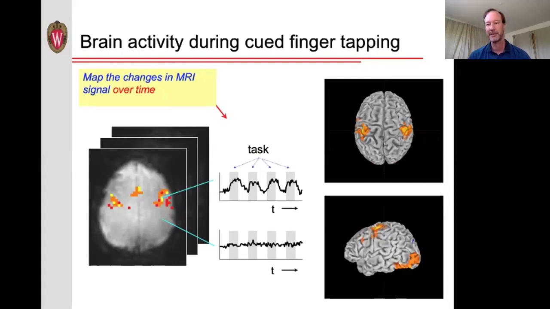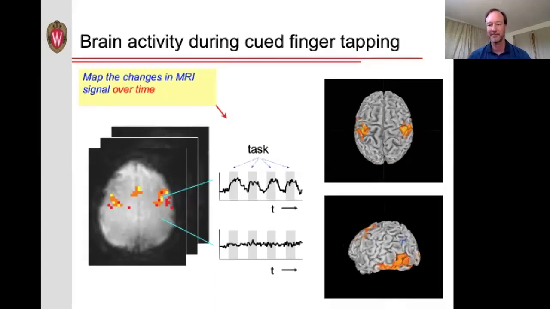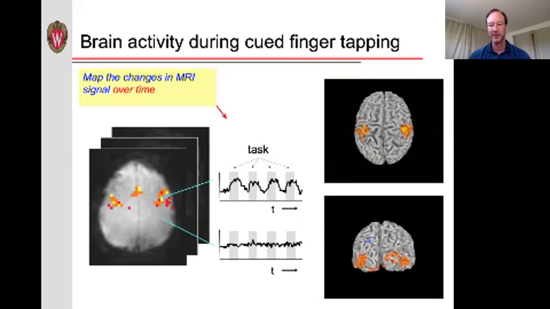We can then plot these changes on top of a nice high resolution image that's been acquired separately. And we can even render that, have it rotating around. And you can see here the activation in the motor cortex. If you actually look closely, you'll also notice activation in the visual cortex. And that's because we are showing some cues, some flashing lights of when the person was supposed to be tapping their fingers.